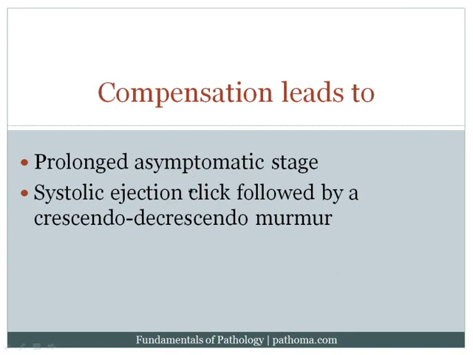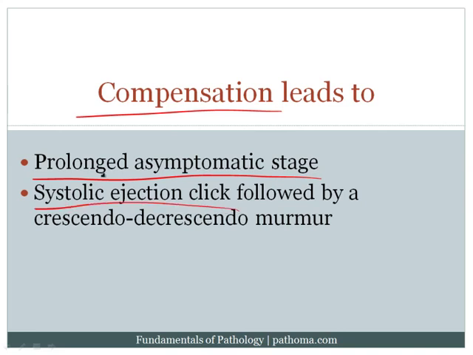Regardless of the cause of aortic stenosis, the patients will have a prolonged asymptomatic stage. That's because there's going to be compensation such that the left ventricle will be able to push blood across that stenotic area. When the left ventricle is pushing against the stenotic area, it'll eventually blow open that valve, and when it blows it open, you'll hear a systolic ejection click, and then as the valve opens, all the blood will sort of move out in a big rush, giving you a crescendo, and then eventually that'll decrease, giving you a decrescendo murmur. And so these are some of the hallmarks of aortic stenosis.